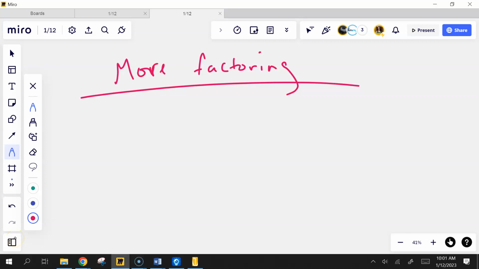Check for the GCF. Let me run an example up here and let's start going through it. All right, so I heard check for GCF. Does this one have a GCF? Yes. What is the GCF?